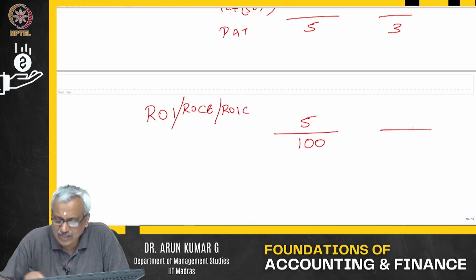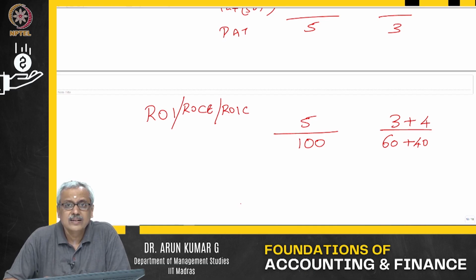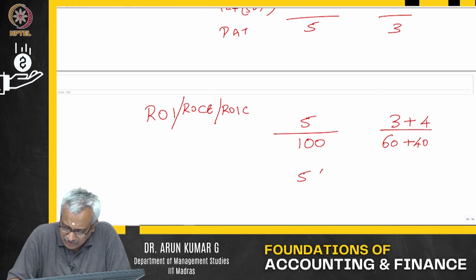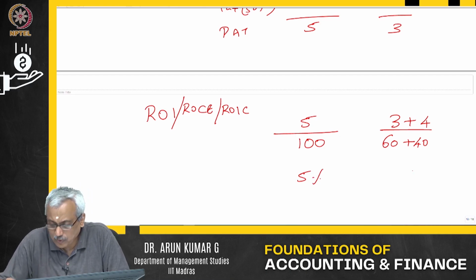Whereas for B, what is the invested capital? $60 equity, $40 debt out there. Same 100. What is the return? Equity holders get $3, debt holders get $4. Now, what is the return? This is 5%, am I right? And this is 4 plus 3, 7% out there.